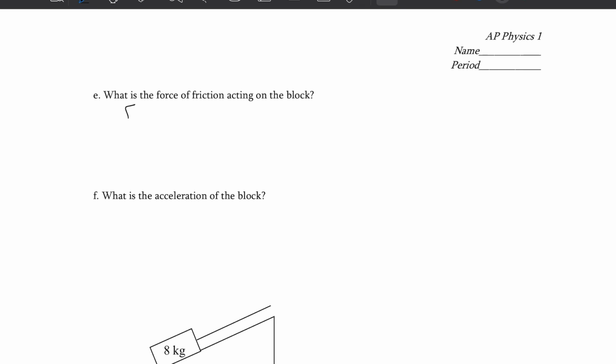What is the force of friction acting on the block? Don't forget the force of friction is coefficient times force normal. The problem told us that the coefficient was 0.2. We calculated just previously the force of normal is 62.9. So we're just going to take 0.2 times 62.9 and put it into our calculators. I got 12.58 newtons.